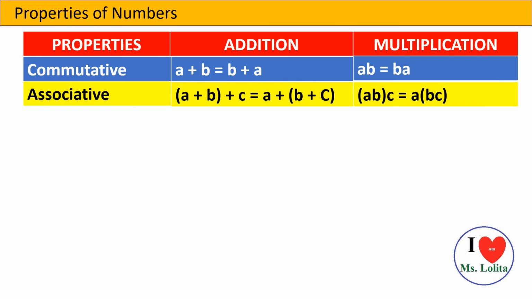In the associative property, the places of the numbers will still be the same. However, the parentheses will change places, as in the associative property of addition, quantity A plus B, close quantity, plus C, is equal to A plus quantity B plus C. While in the associative property of multiplication, open parenthesis AB, close parenthesis, multiplied with C is equal to A multiplied with the open parenthesis BC, close parenthesis.